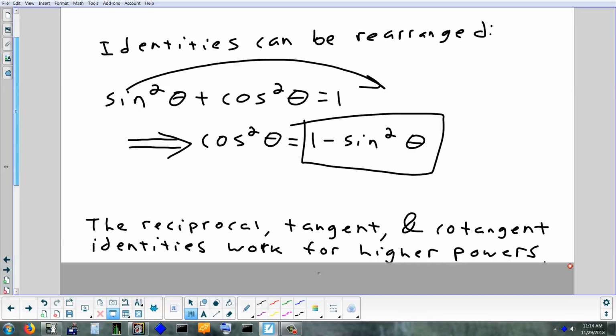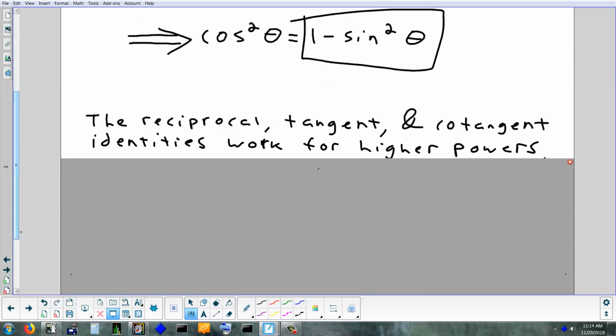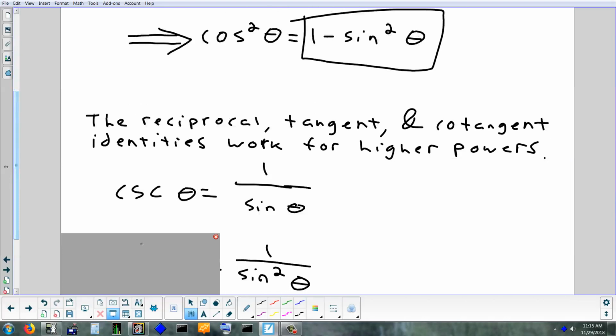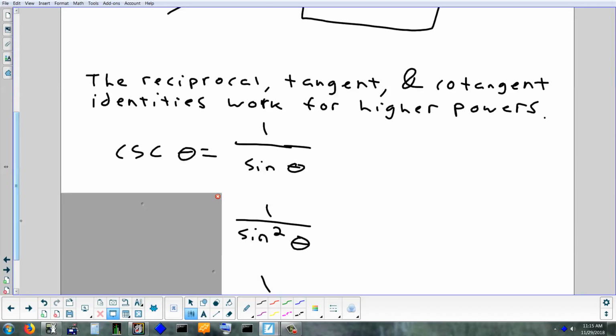Also, as far as the fundamental identity, the basic ones, the reciprocal, tangent, and cotangent identities all work with higher powers. Okay. So let me show you what I mean by that. If you flip the sine, you get the cosecant. Any question on that? Flipping the sine gives you the cosecant. So what do you think would happen if you flip the sine squared?